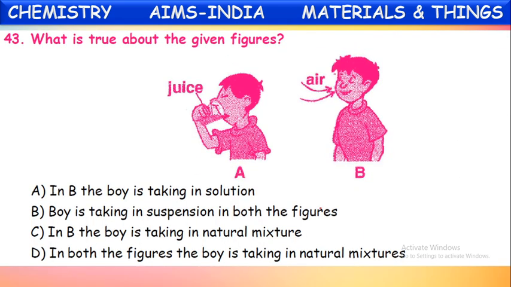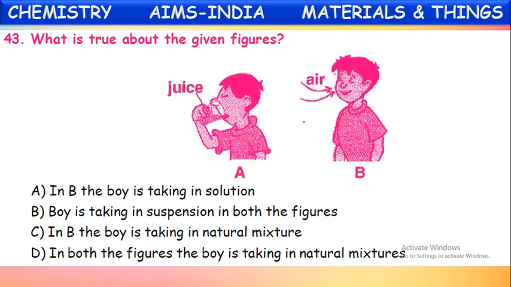Next, what is true about the given figures? Two figures are shown here. In figure A, a boy is taking a juice. What kind of substance is this juice? It is a liquid solution, because juice is generally made from fruit extract. Some water or milk and some sugar will be added. So it is a mixture of different components. What about air? Air is also a mixture. So in both cases A and B, the boy is taking certain mixtures.